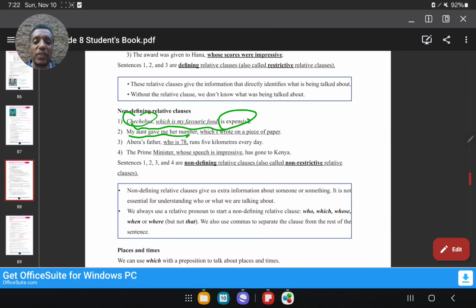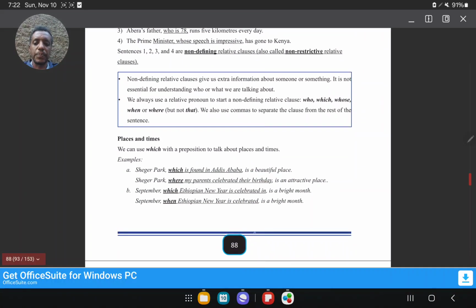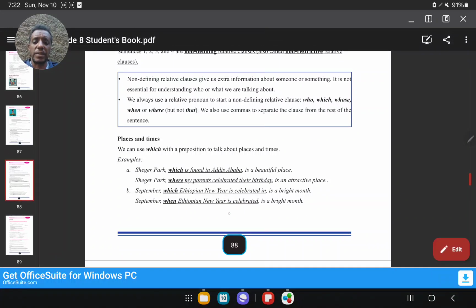No question at all. That is the purpose of non-defining relative clauses, students. Next, we always use a relative pronoun to start a non-defining relative clause: who, which, whose, when, where. What are these? They are relative pronouns. I'll show them on the notes later, students. This is what they start with.